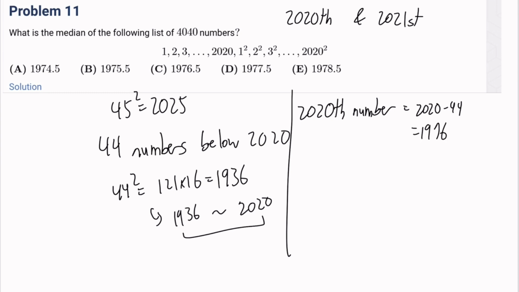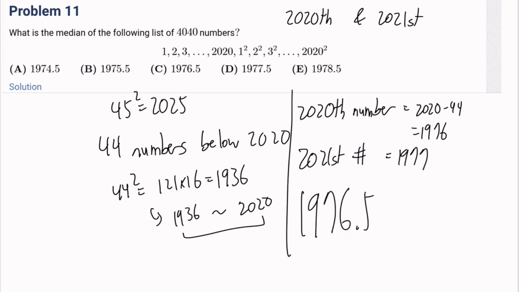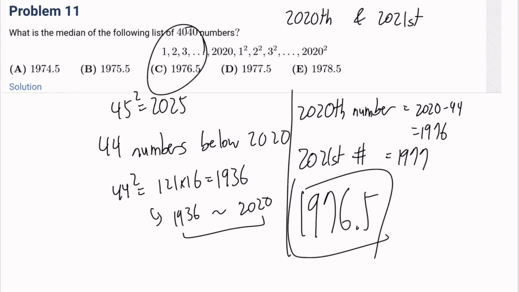And that's because there are 44 powers, 1, 2, 3 all the way up to 44, before 2020, and so the 2020th number would be 1976, right? But we also want the 2021st number, and this would be 1976 plus 1, which is 1977. And so the average of these two numbers is 1976.5. So the answer is C.